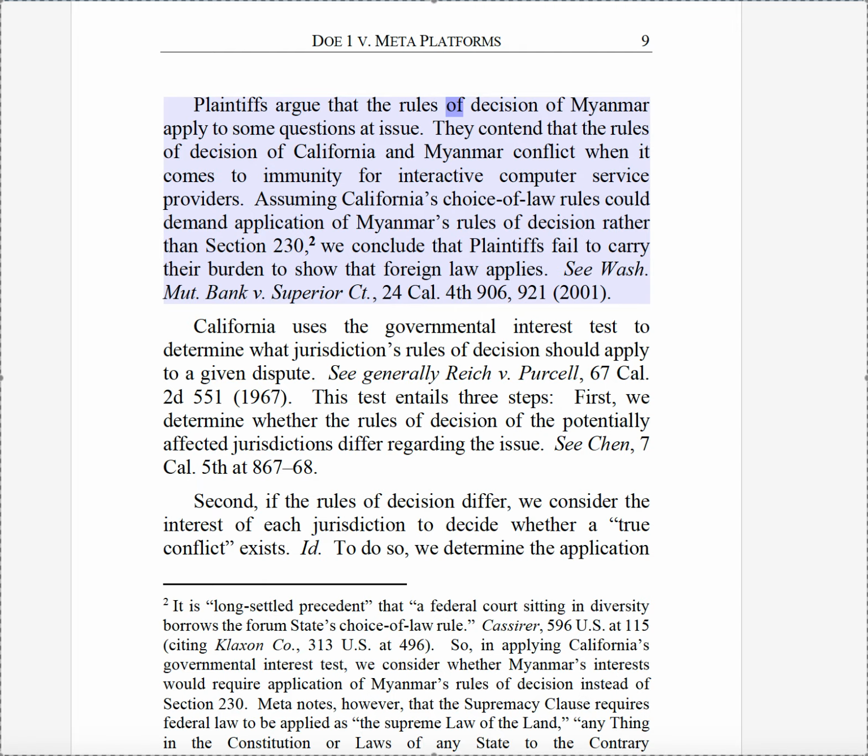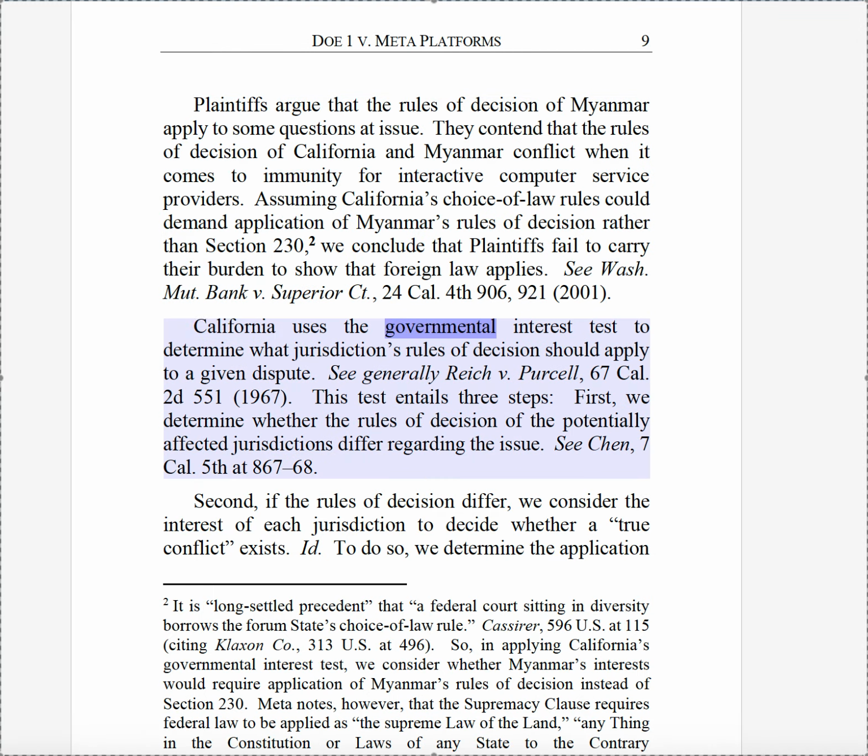Plaintiffs argue that the rules of decision of Myanmar apply to some questions at issue. They contend that the rules of decision of California and Myanmar conflict when it comes to immunity for interactive computer service providers. Assuming California's choice of law rules could demand application of Myanmar's rules of decision rather than Section 230(c)(1), we conclude that plaintiffs failed to carry their burden to show that foreign law applies. See Washington Mutual Bank v. Superior Court, 24 Cal. 4th 906, 921, 2001.